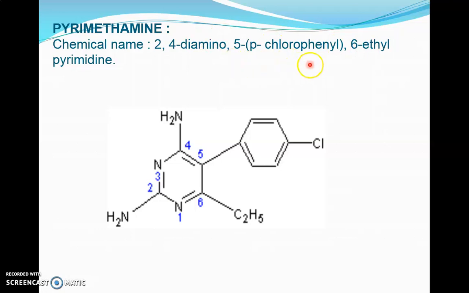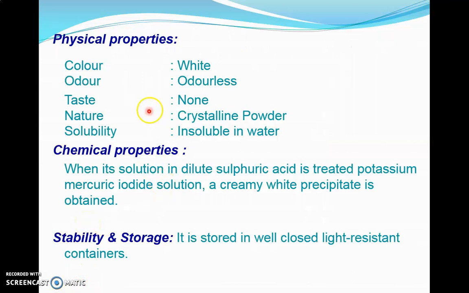As we are going to compare the type of organic group, alphabetically chlorophenyl comes first because it starts with C, and ethyl comes later because it starts with E. That's why we write the 5th position parachlorophenyl first, then 6-ethyl, with pyrimidine as the parent nucleus. So this is all about the chemical name of pyrimethamine.